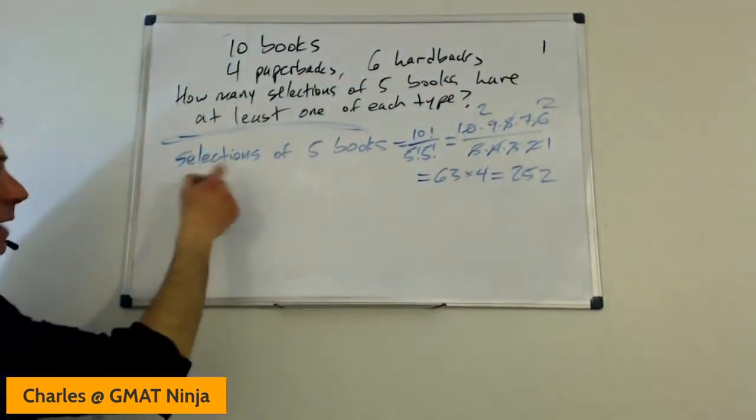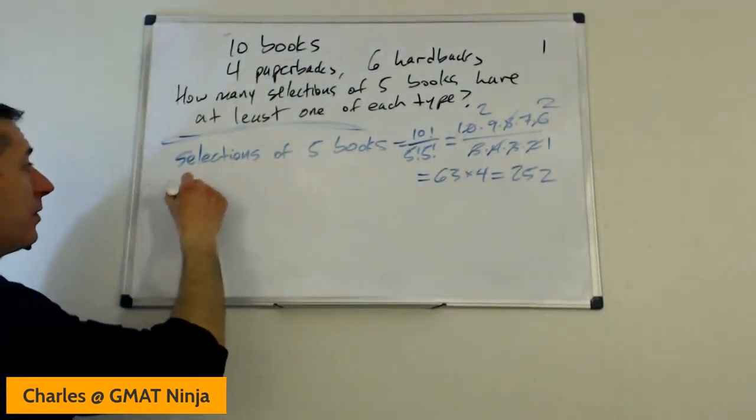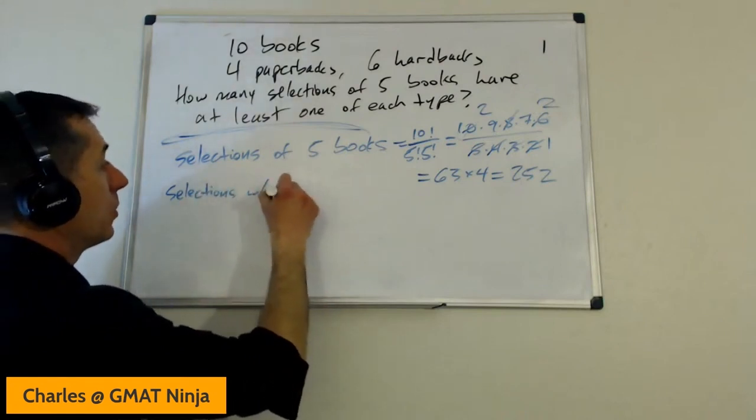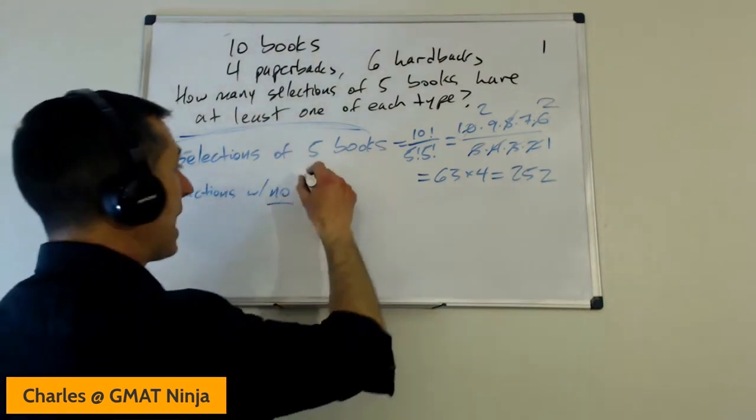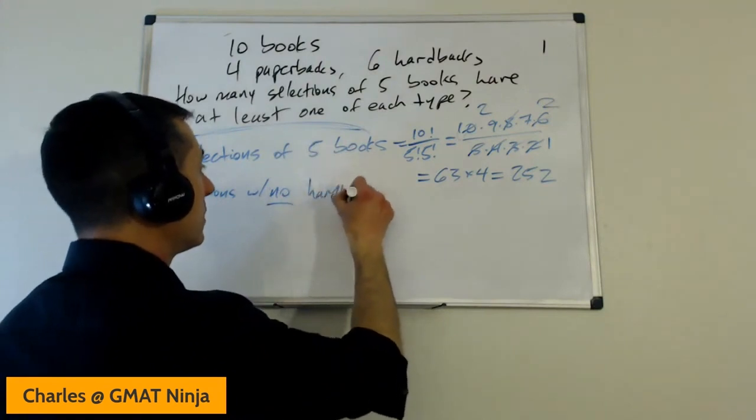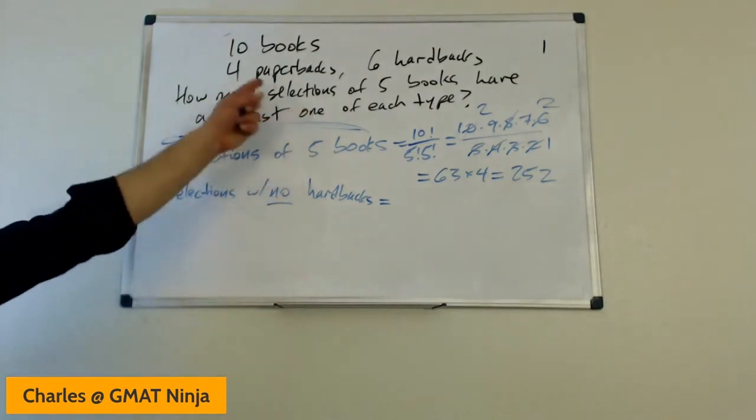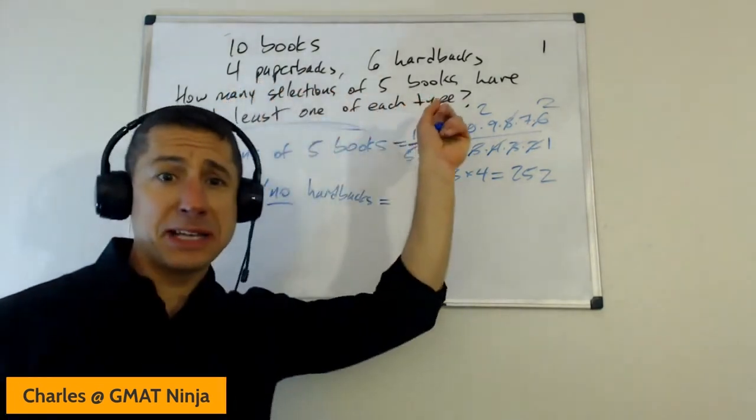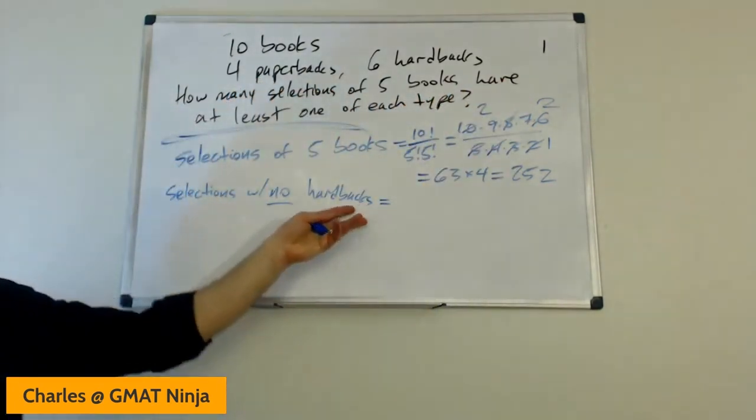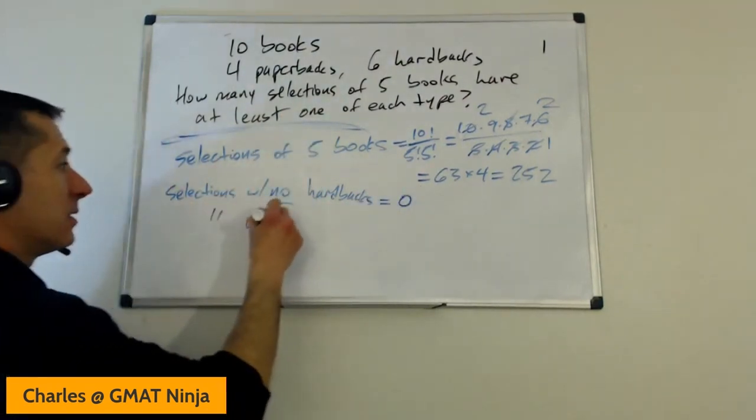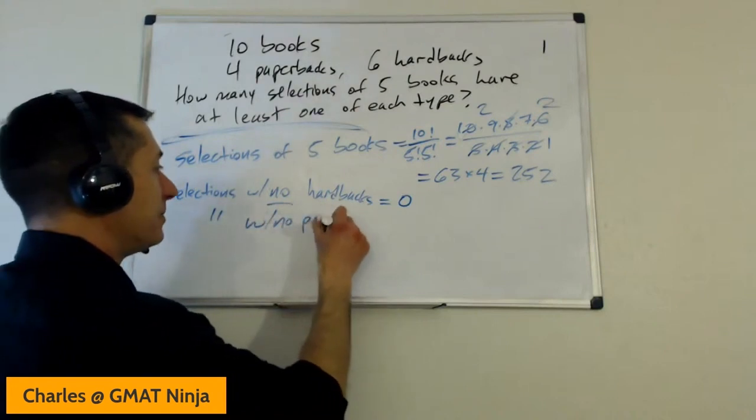So how many selections have no hardbacks? Well, it's impossible. Choosing 5 books, you only got 4 paperbacks. It is absolutely impossible to get all with no hardbacks here. I was going to have 1. So this is 0. How many selections with no paperbacks?